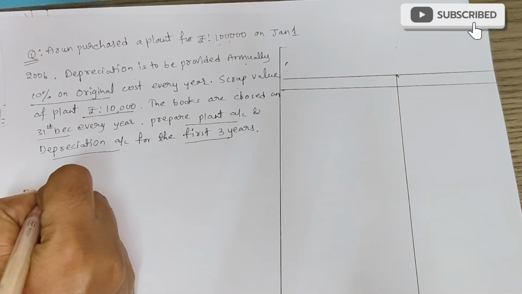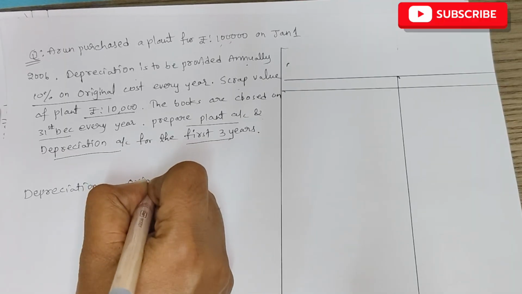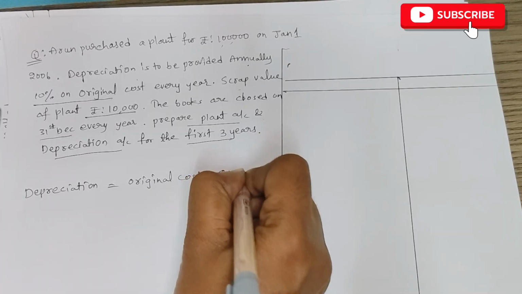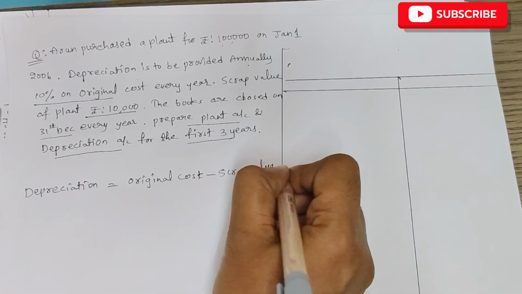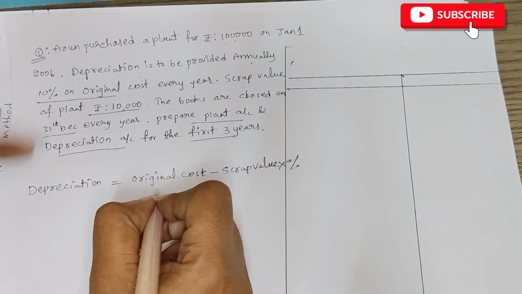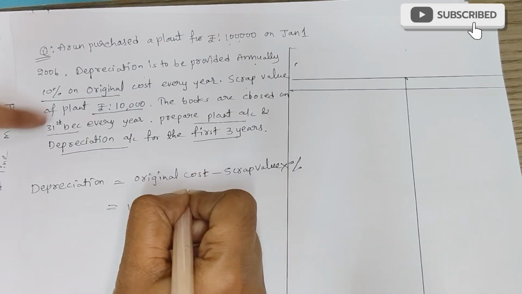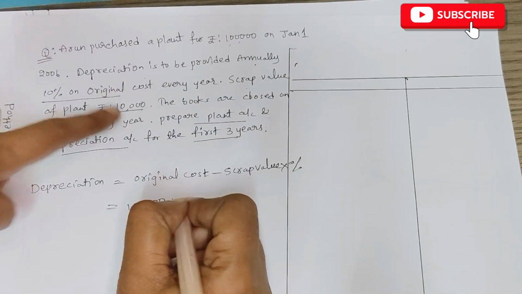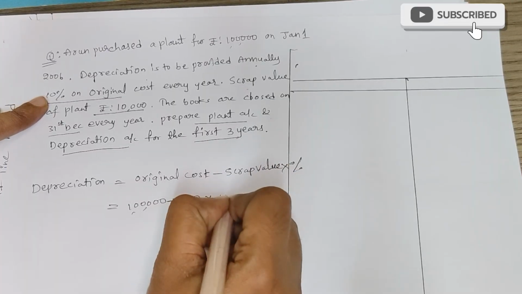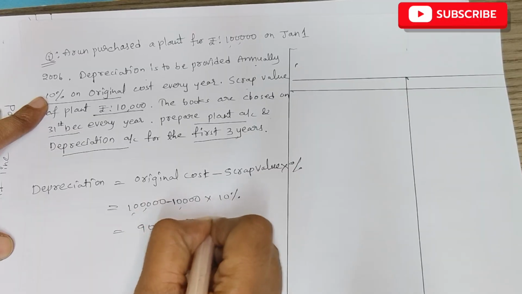So depreciation is equal to original cost minus scrap value into percentage. Okay. So what is the original cost of the plant? 1 lakh, minus scrap value of plant 10,000, into what is the percentage of depreciation? 10%. So 1 lakh minus 10,000, 90,000 into 10%.